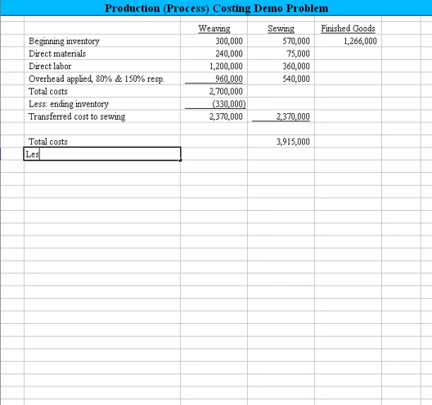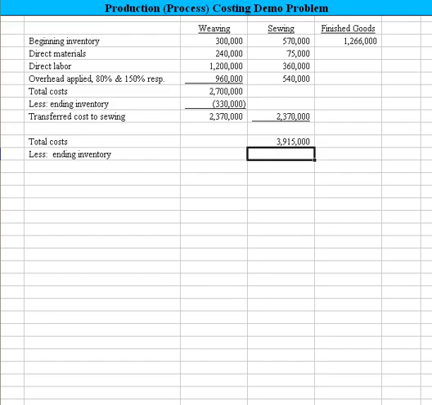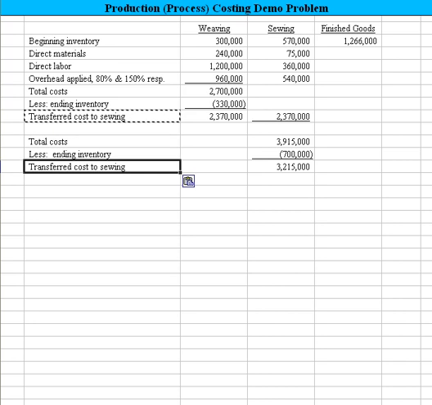But of course, we have to do the same thing. We have to back out the ending inventory from the sewing department. And the ending inventory of the sewing department is 700,000, the number to the left of my mouse there. So let's enter that as a negative. And I will copy this cell here because it'll give me the exact same thing. So we have 3,915,000 less the 700,000 gets us to 3,215,000. And I'm going to copy this rather than typing. Now we've determined the transferred cost to finished goods.